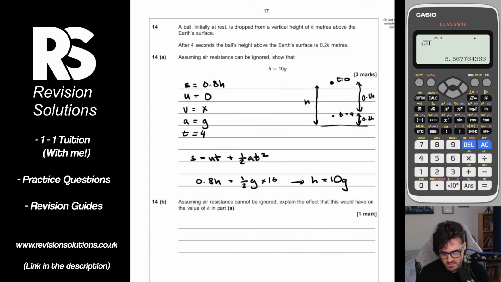Good. Then part B says, assuming air resistance cannot be ignored, so now there is some air resistance, explain the effect that this would have on the value of h in part A. Well, if there's going to be some air resistance, our general speed is lower because the acceleration is lower. So everything's lower. So the distance is going to have to be smaller as well if we're going to achieve this over the same time period, falling by the same proportion. So it's just a 1-mark question. So we'll just say h would be lower.